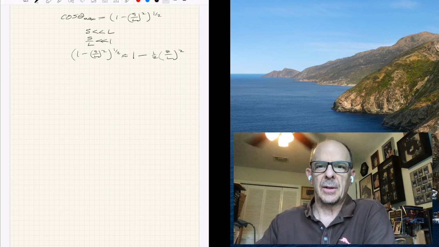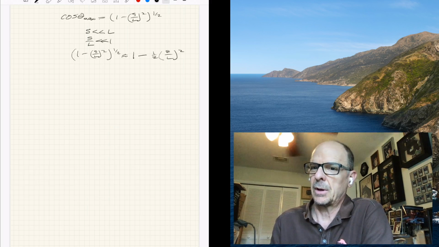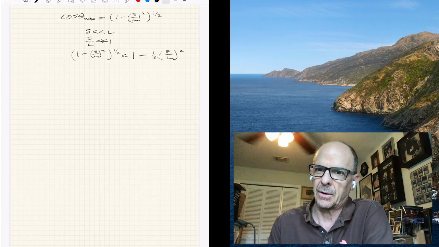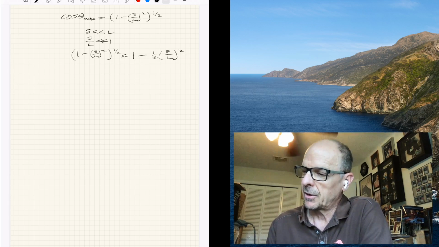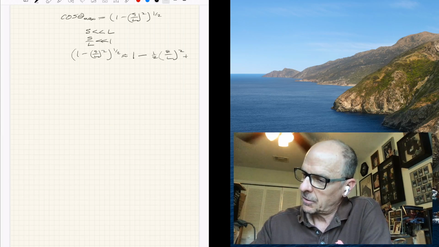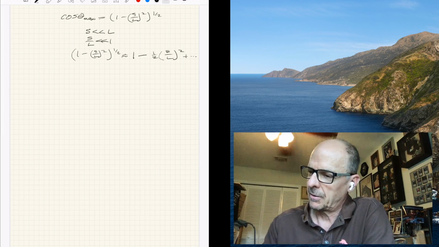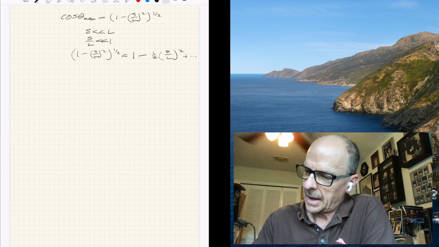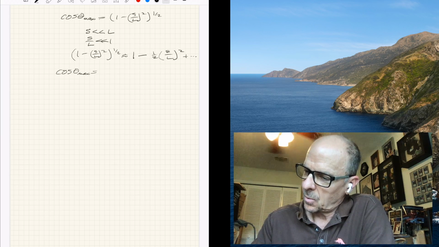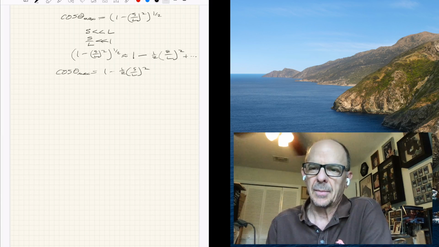There are additional terms in that, but those additional terms have an S over L to the 4th power, which is really, really small because S over L is already small. You square it and then you square it again, you get negligibly small numbers. So this expansion goes on for an infinite number of terms, but we just keep that first one. So now we have that cosine of theta max is 1 minus 1/2 of (S over L) squared.